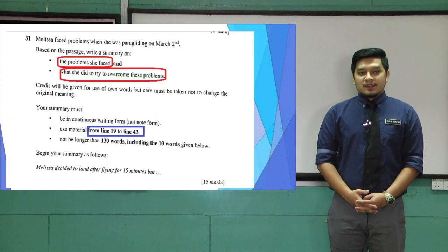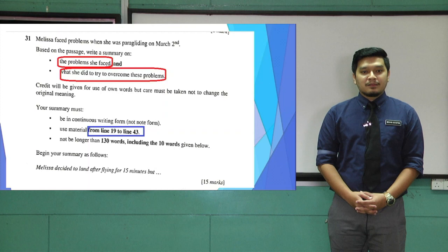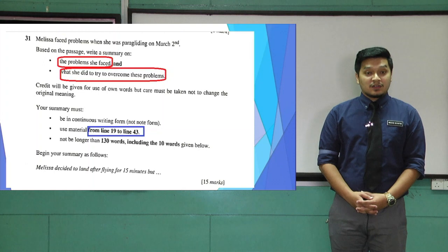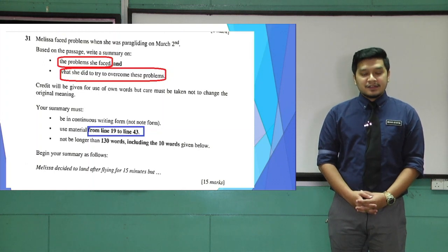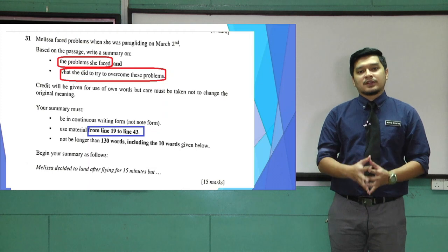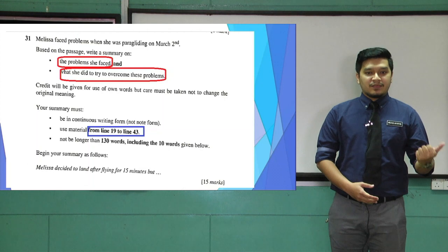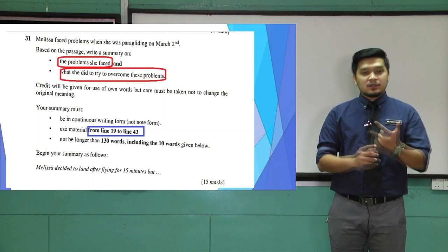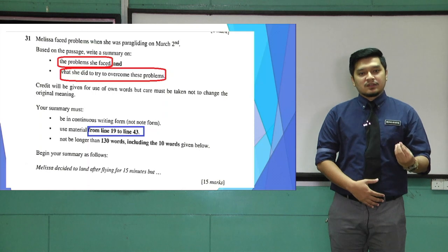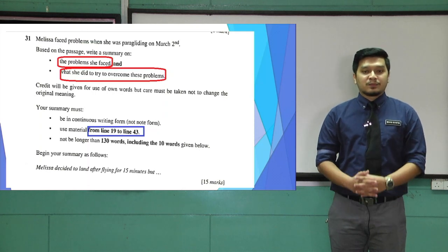So let's look at the question. Melissa faced problems when she was paragliding on March 2nd. Based on the passage, write a summary on number 1, the problems she faced, and number 2, what she did to try to overcome these problems. So remember, when I talk about the nature of the question, it can ask you to find points of two different focuses. So in this case, you need to find points for the problems that she faced when she was paragliding. And number 2, you need to find out what action that she had done to try to overcome the problems that she was facing.